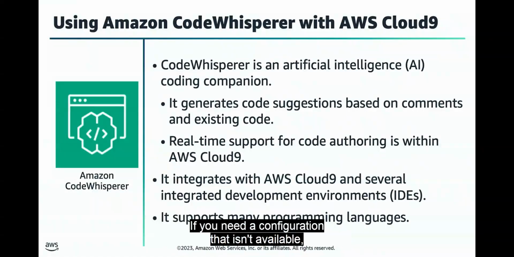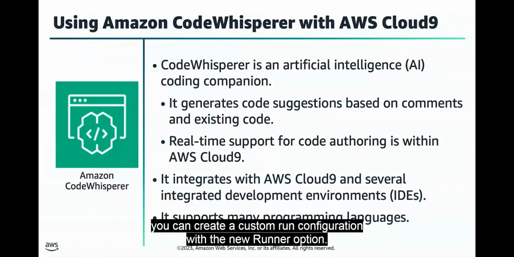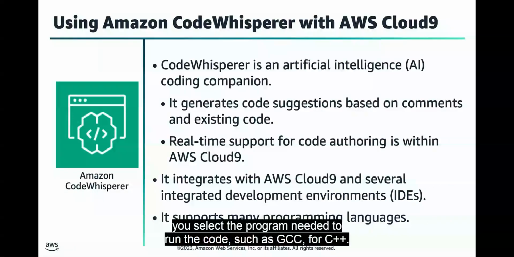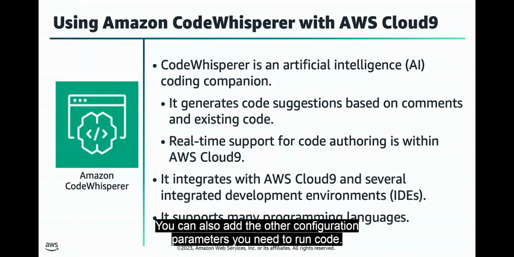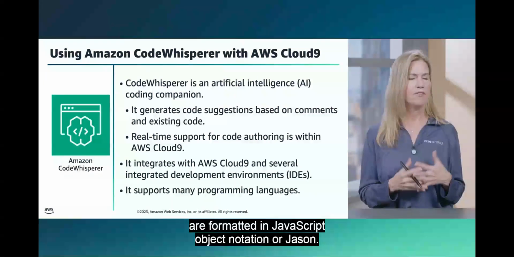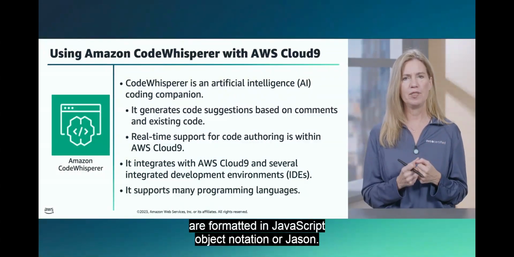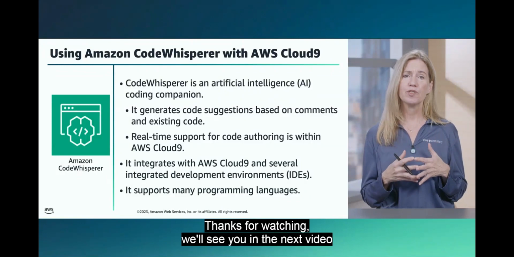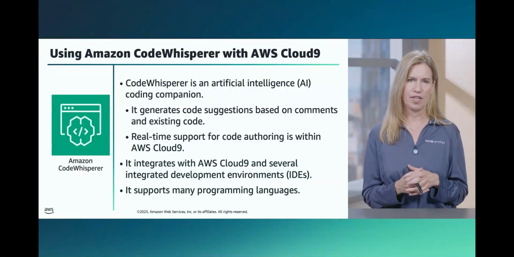AWS Cloud9 can store multiple custom run configurations, which are formatted in JavaScript Object Notation, or JSON. Another feature of AWS Cloud9 is that it integrates with Amazon CodeWhisperer. Amazon CodeWhisperer is an artificial intelligence, or AI, coding companion that generates code suggestions based on comments and existing code within AWS Cloud9 and other supported integrated development environments, or IDEs. It provides real-time support for code authoring directly in your IDE. By automating repetitive and common coding tasks, it optimizes the use of developer time so developers can focus on more critical aspects of the project.